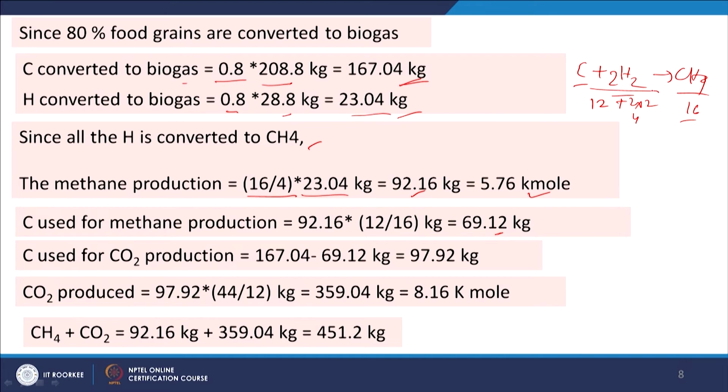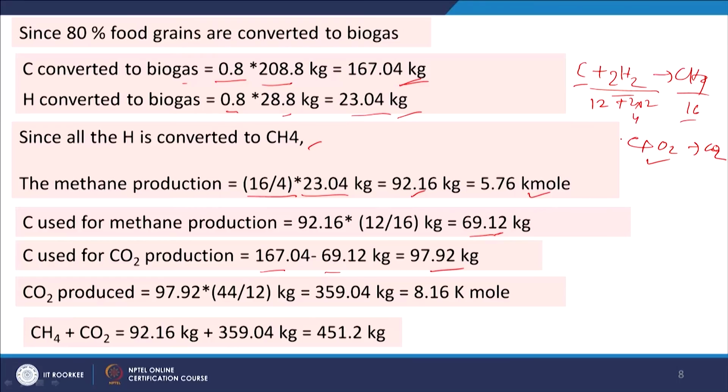So, carbon plus O2 to CO2, this reaction will also take place. So, the rest of the carbon may be used for this. Total is 167.04, and minus this, that is equal to 97.92 kg, is used for this reaction, C plus O2 equal to CO2. And what will be the CO2 produced?